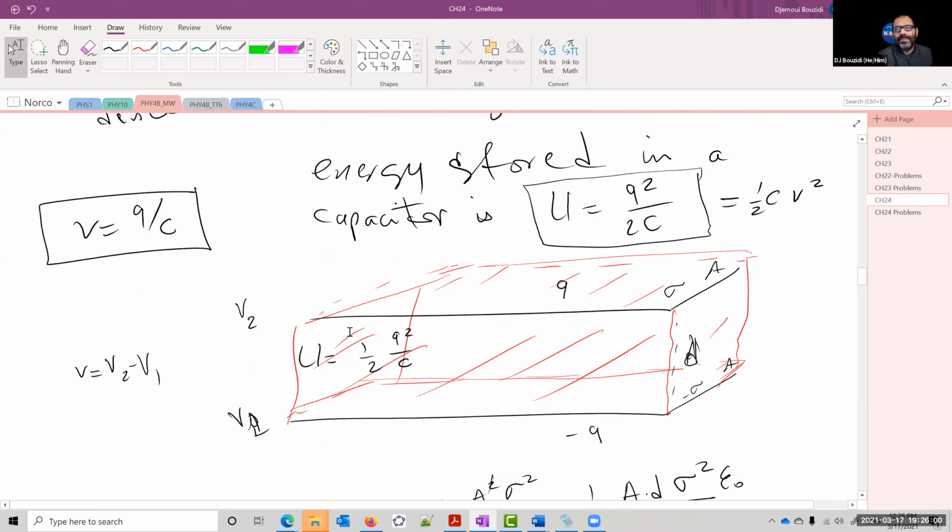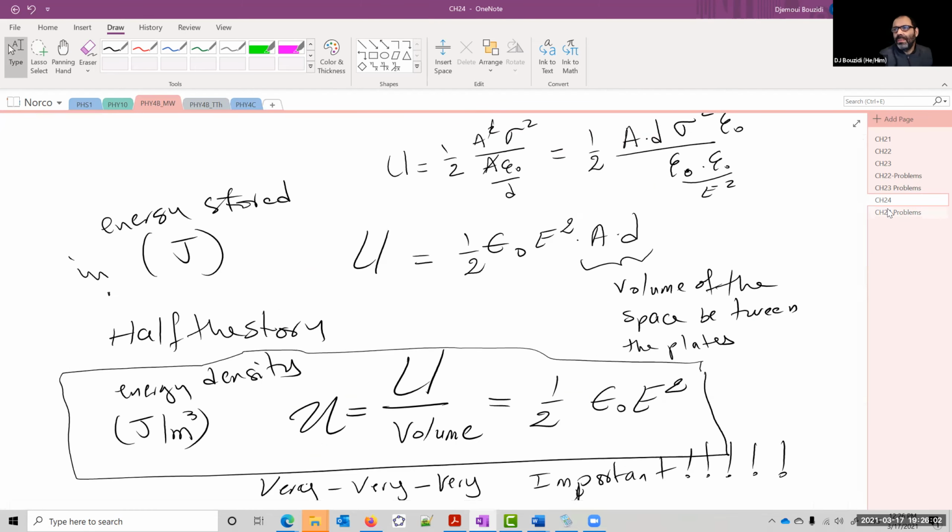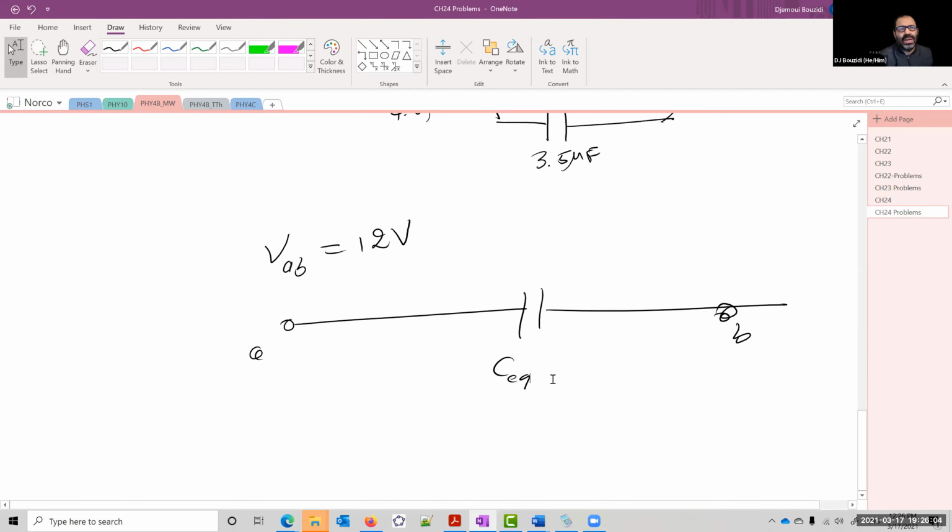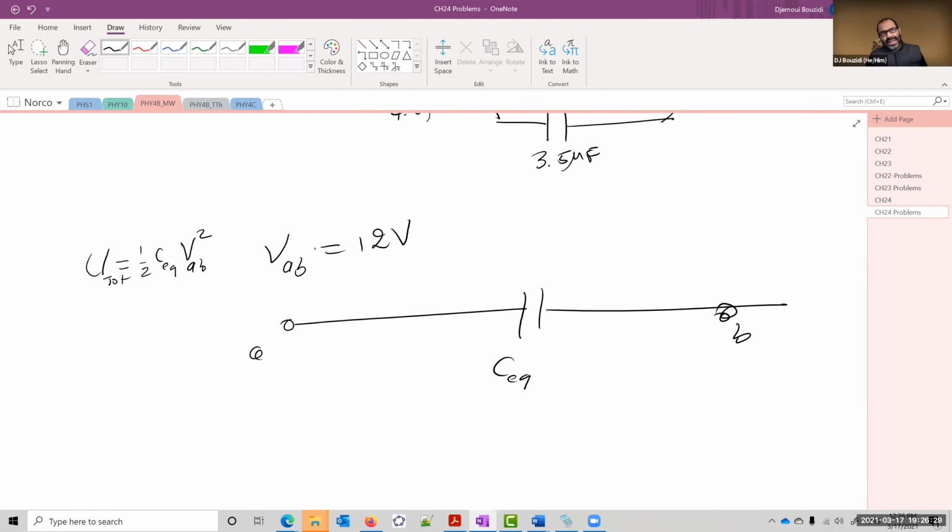Okay. So now let's go back to our problem. If I can find C equivalent, then I can find the energy stored, because they ask us the total energy stored in the network. So total energy is going to be 1/2 of this C equivalent, if we find it, times this voltage squared, 144. So basically all we need to do is find the equivalent capacitance.